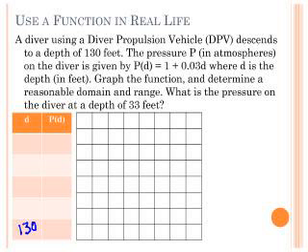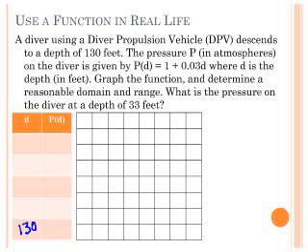Now, the pressure in atmospheres on the diver is given by P of D equals 1 plus 0.03 D, where D is the depth in feet. It's asking us to graph the function and determine a reasonable domain and range. What is the pressure on the diver at the depth 33?